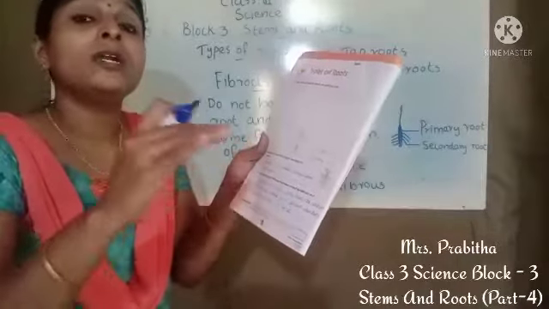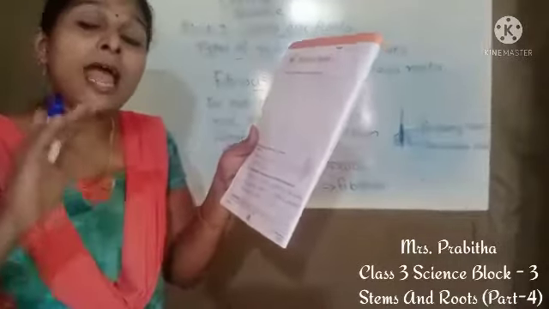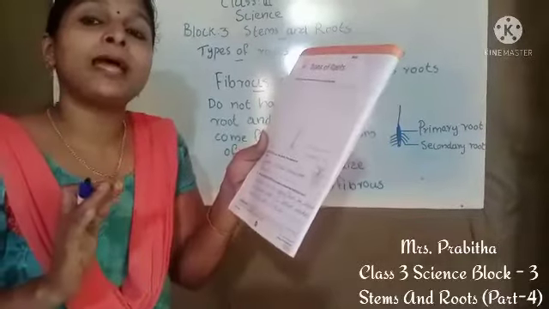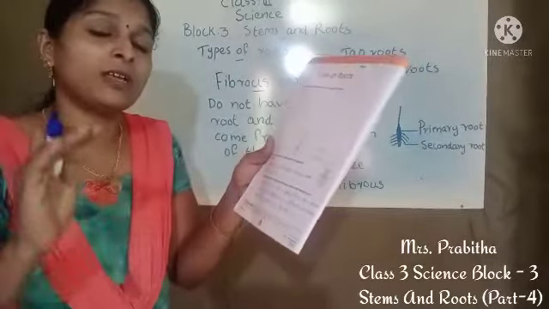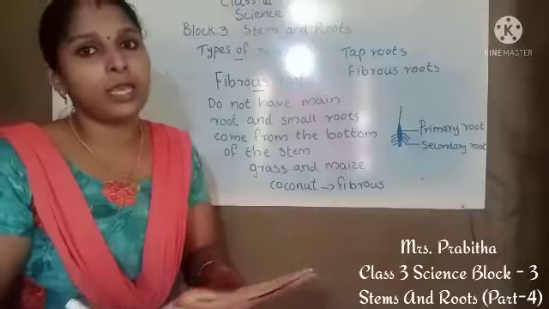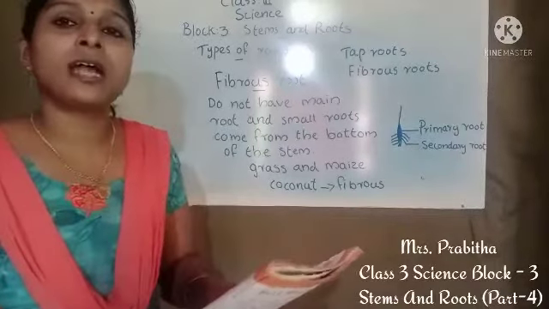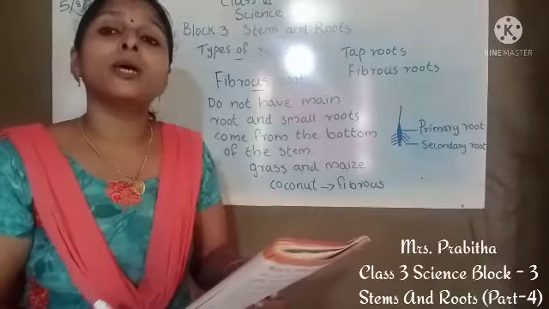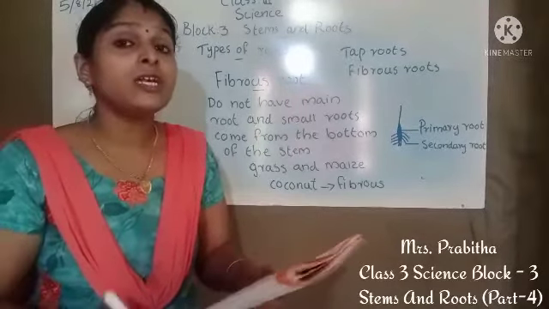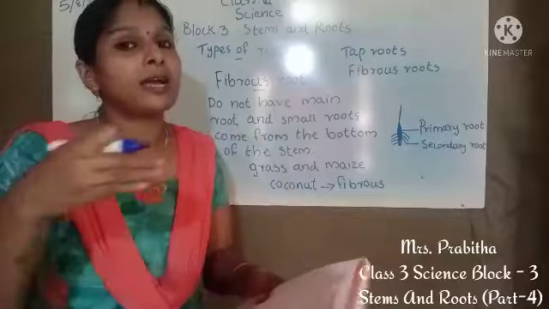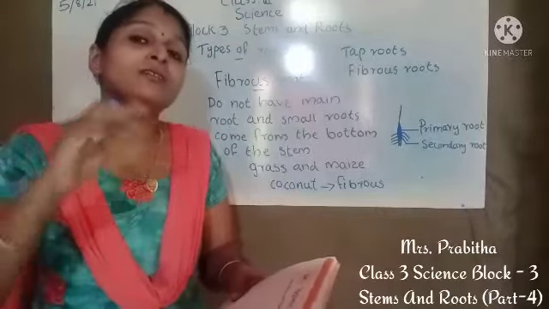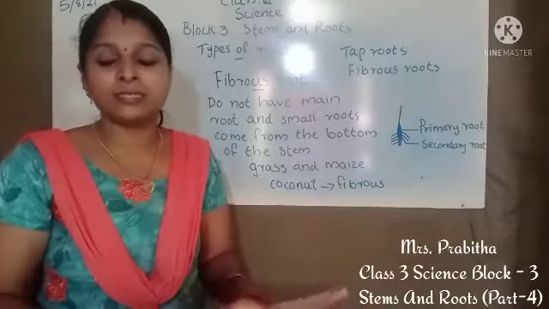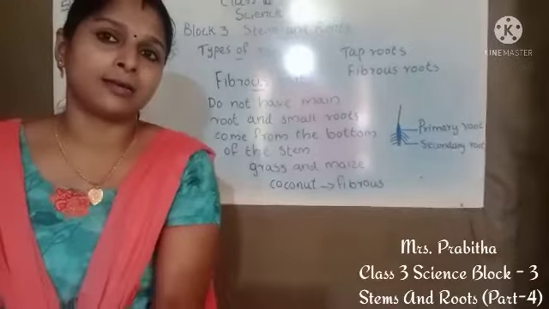And it spreads in different directions and fixes the plant to the soil. So coconut trees have fibrous root. Its roots come from the bottom of the stem, spread into different directions and fix the plant to the soil. This is the way you have to write the answer.